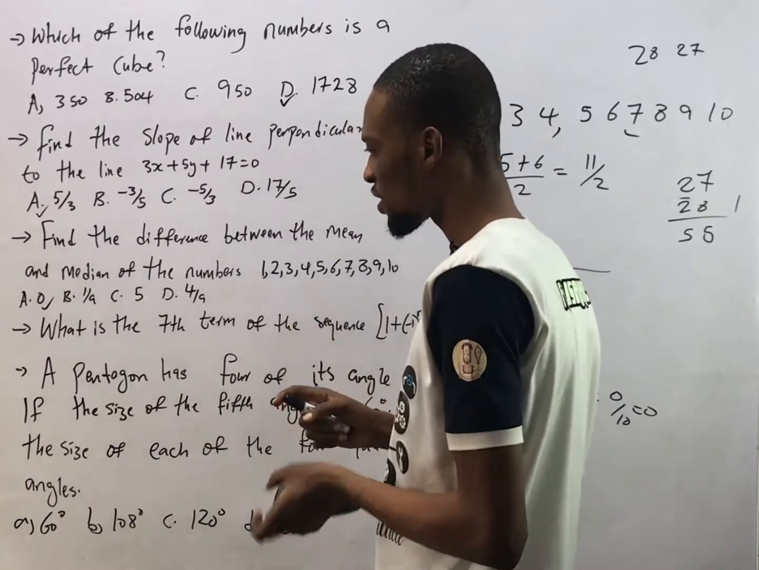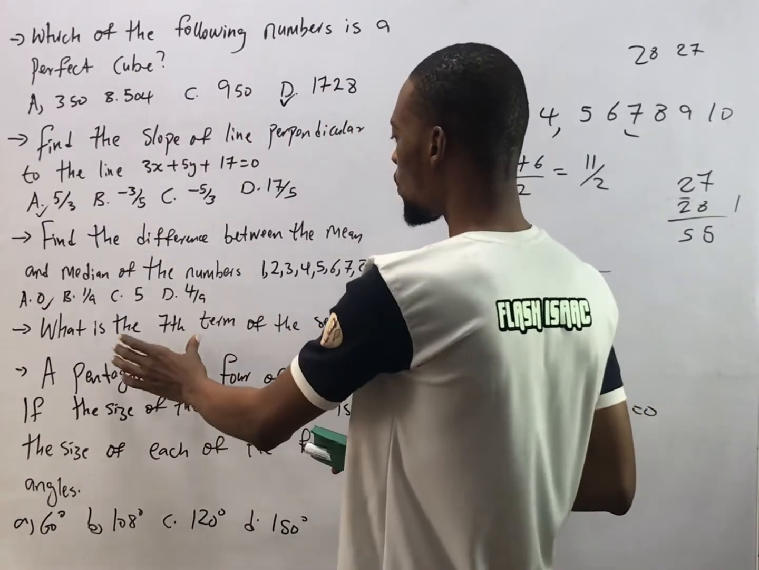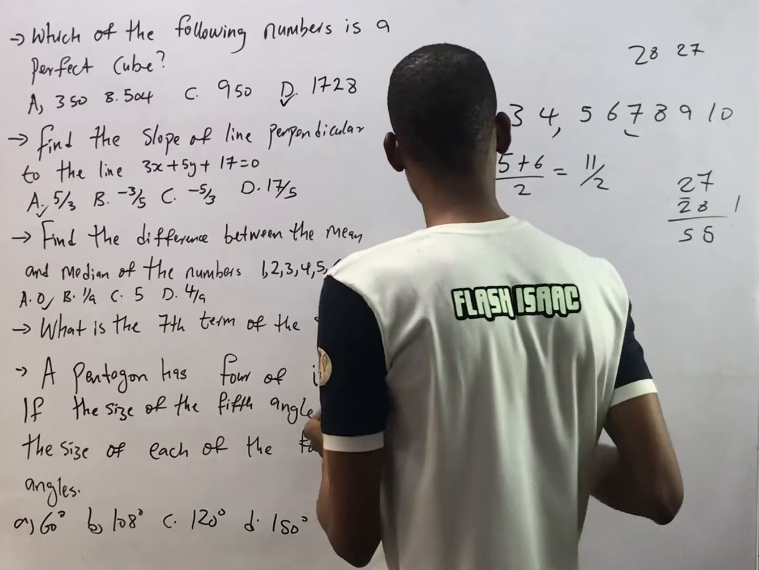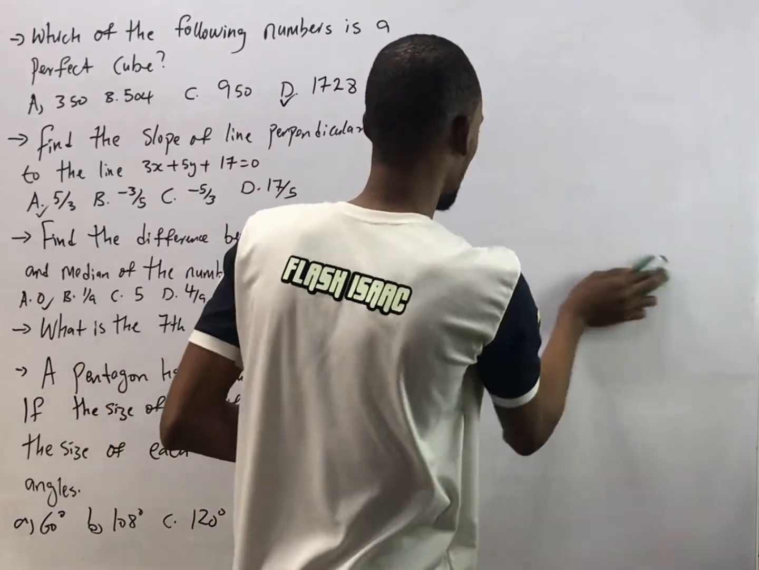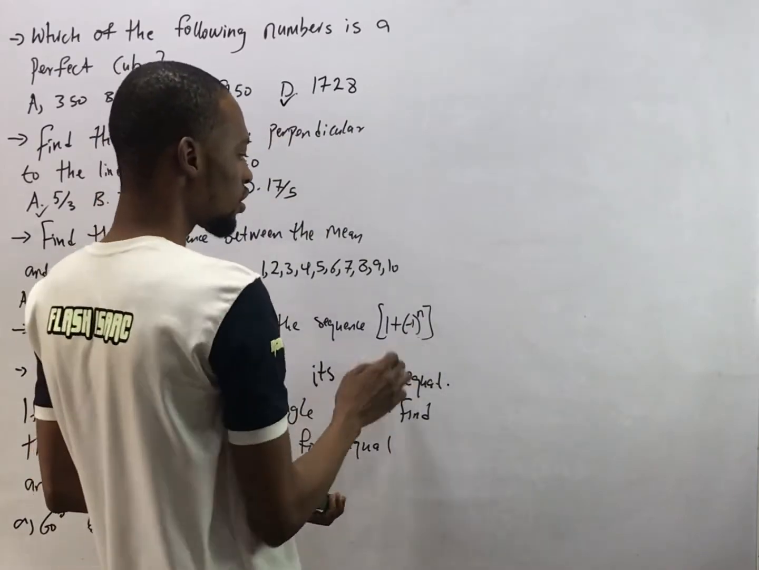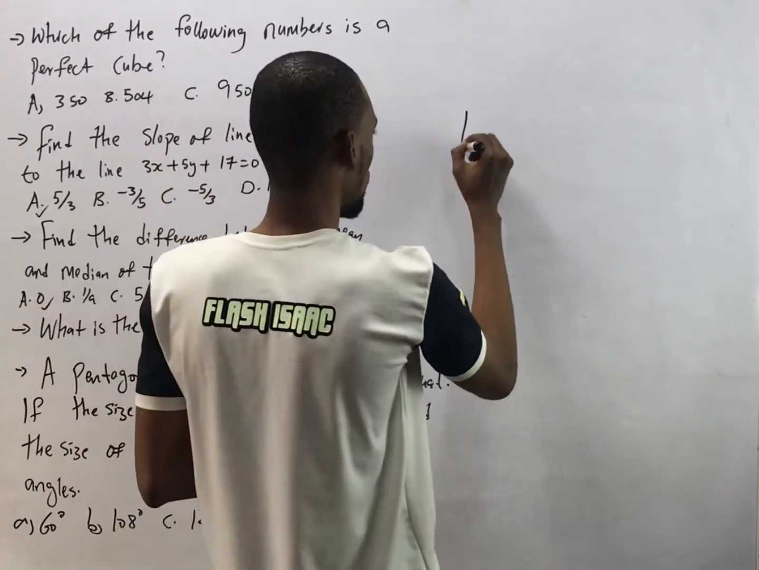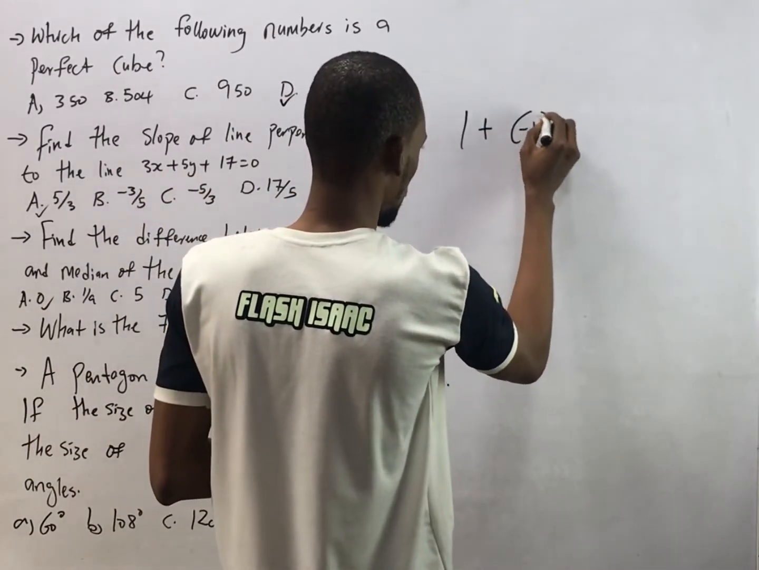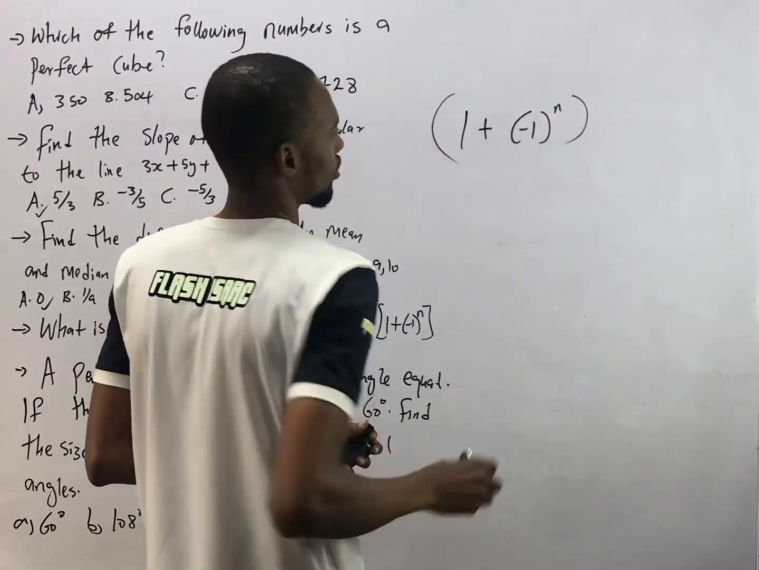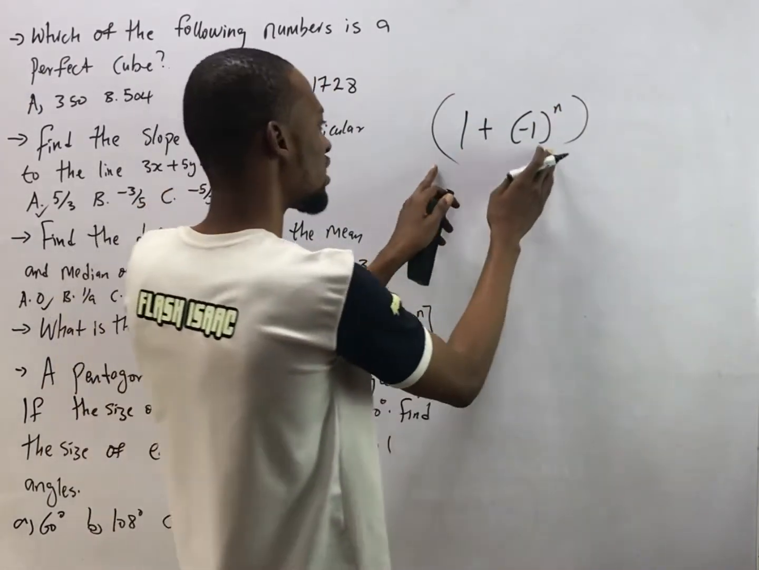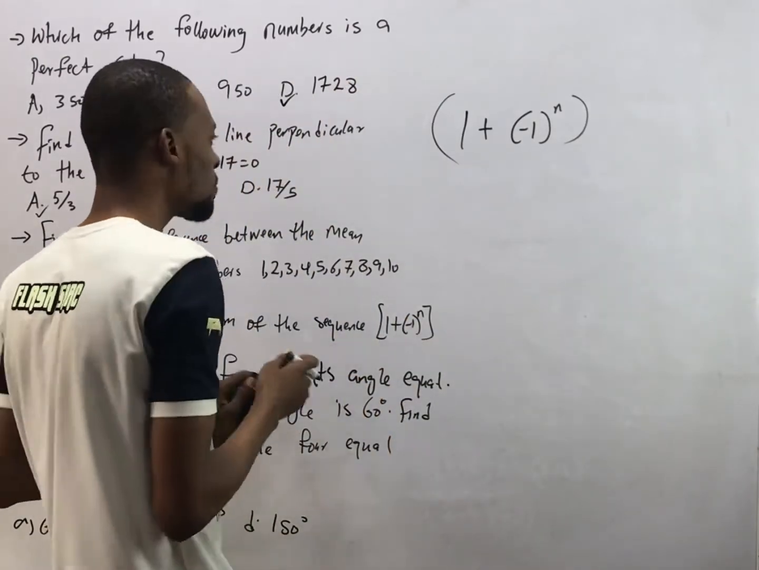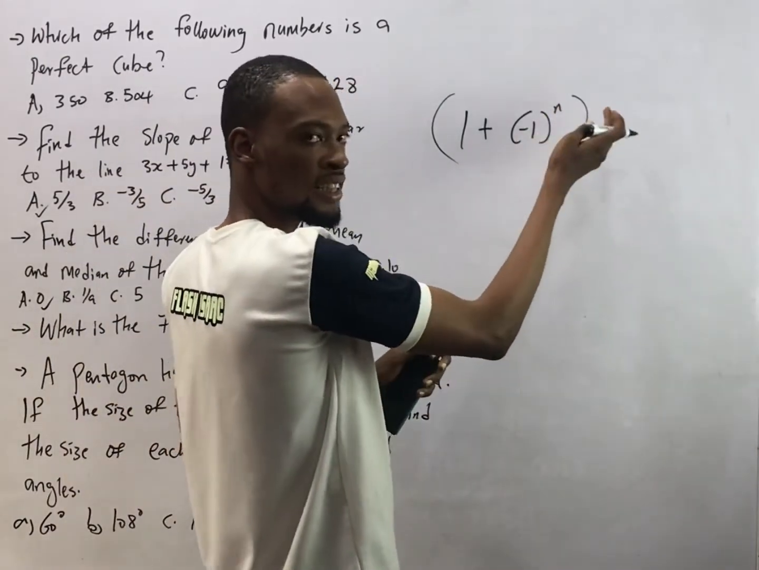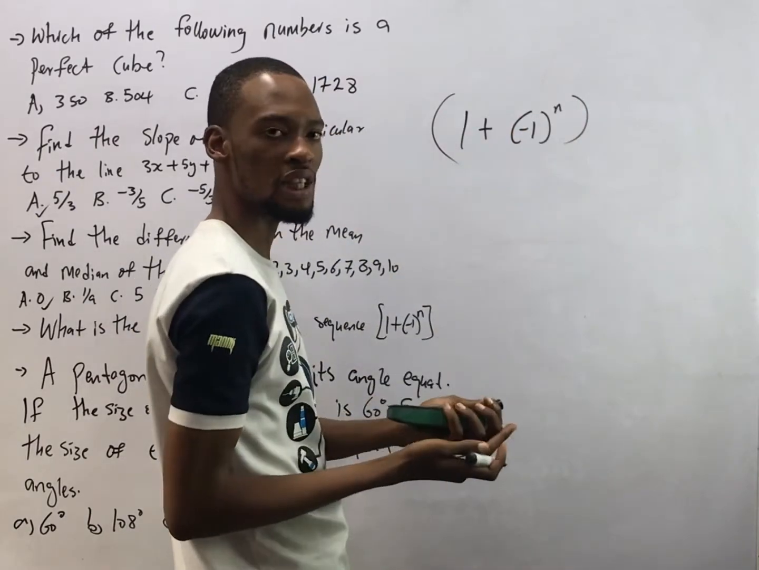So let's look at the next question. It says, what is the seventh term of the sequence? This is the sequence: 1 plus minus 1 raised to the power of n. Now, this is the formula for the nth term of the sequence. The seventh term simply means putting 7 for n, because n stands for the number of terms.